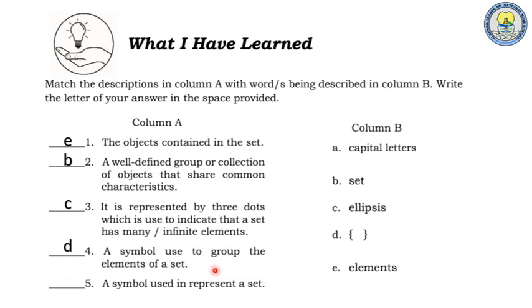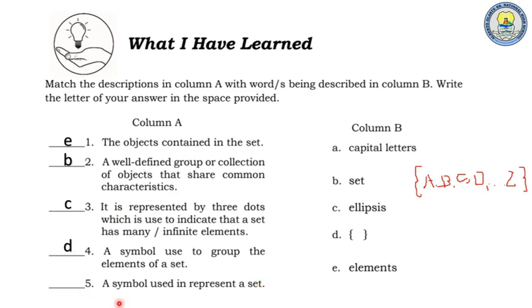Letter D. Very good. So itong braces natin, yung ginagamit natin, for example, lagyan natin ng braces dito, yung set of A up to Z. So, A, B, C, D, dot, and Z. Close braces. Ito yung braces na ginagamit natin para sa pag-group ng ating elements sa ating set. Nakuha ba? Okay, very good.